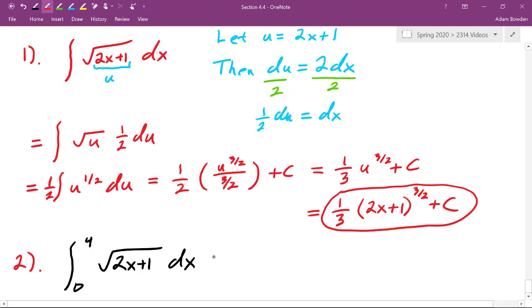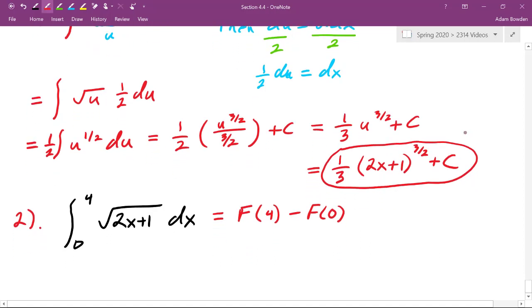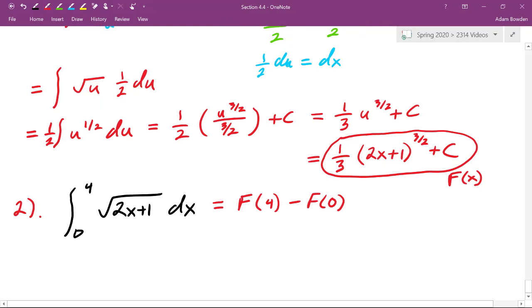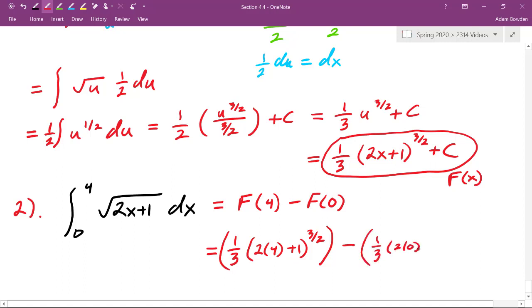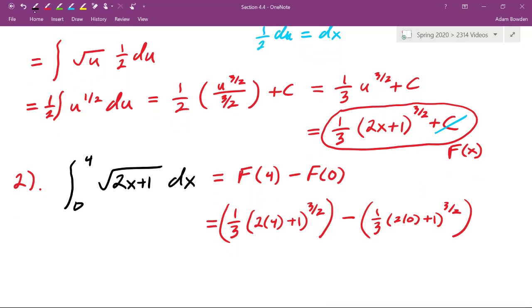And again, by the fundamental theorem of calculus, that means we plug in for 4 and we plug in with 0. And our antiderivative we just figured out in the last step by doing the indefinite integral. So this is going to look like 1/3 times 2 times 4 plus 1 to the 3/2 power. That's the first part, minus 1/3 times 2 times 0 plus 1 raised to the 3/2 power. And again, I'm ignoring the constant c since we're just dealing with plugging the numbers in.